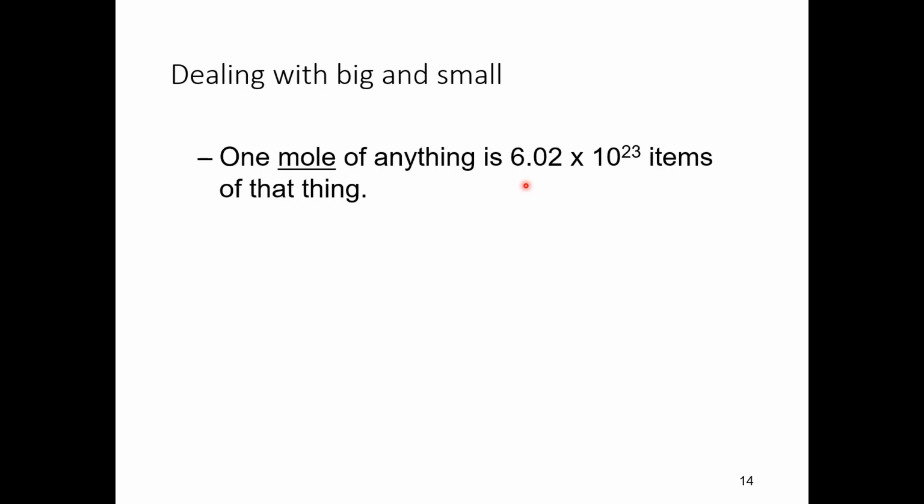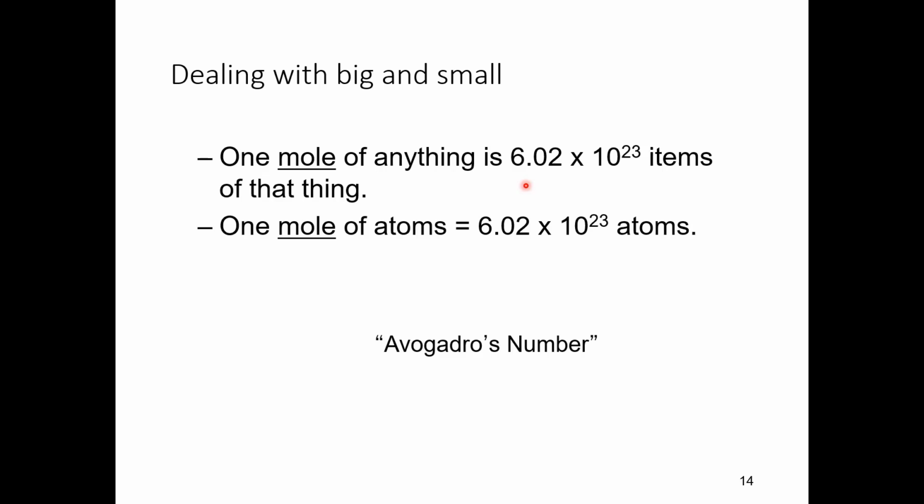And so you can have 1 mole of literally anything. You can have 1 mole of sand grains. You can have 1 mole of cats. You can have 1 mole of pennies. But it's much more likely that you're going to have 1 mole of carbon atoms because that's actually a reasonable amount. So 1 mole of atoms is 6.02 times 10 to the 23rd atoms. This is what we call Avogadro's number.